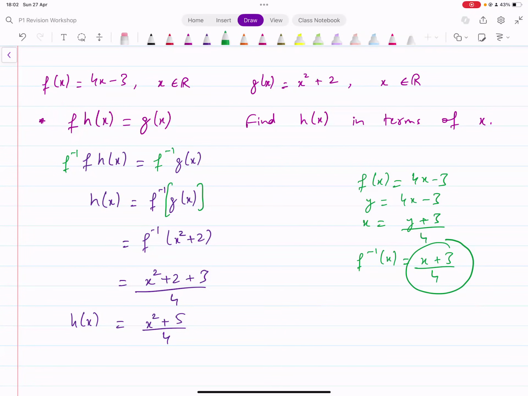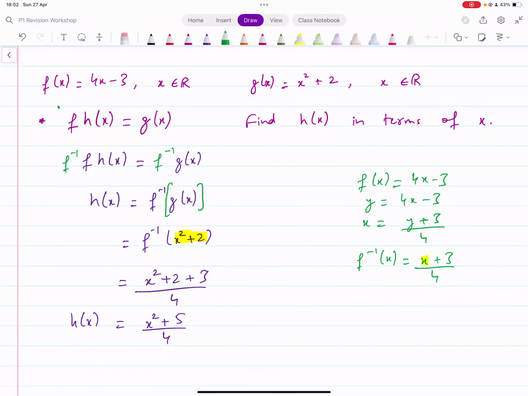They will cancel each other's effect. So we will get rid of them on the left side. We're just left with h of x there. On the right side now, we have f inverse of g of x, and that's something that we can evaluate. We know the function f inverse. Inside the function f inverse, all you have to do is input x squared plus 2 in place of x, and you would get that function h of x.